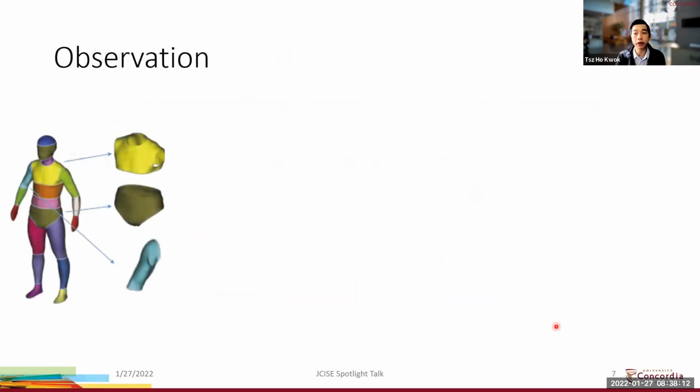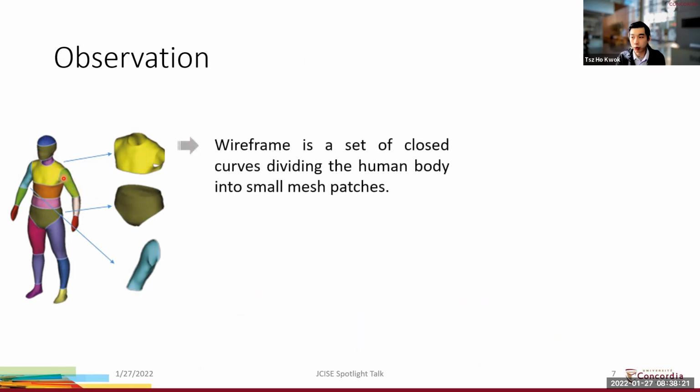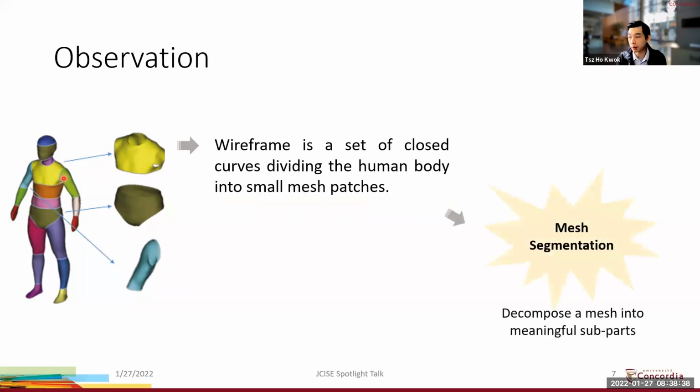And we have some observations. From the wireframe, you see that it separates the body into different mesh patches. We observe that a wireframe is a set of closed curves dividing the human body into small mesh patches. Looking at it this way triggered us to think about other technologies with similar features, which is mesh segmentation, which decomposes a mesh into meaningful subparts.